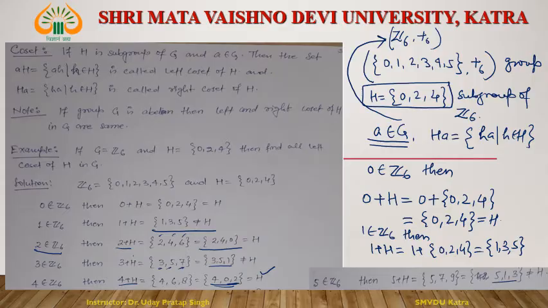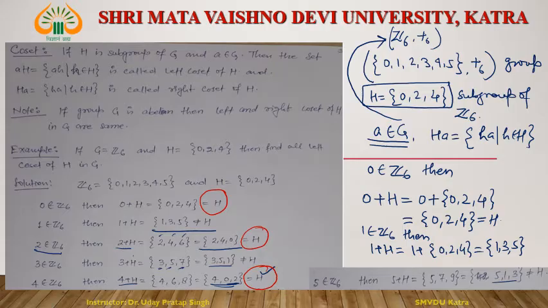Then see, where do we obtain H? We obtain H at the following places: 0 plus H, 2 plus H and 4 plus H.